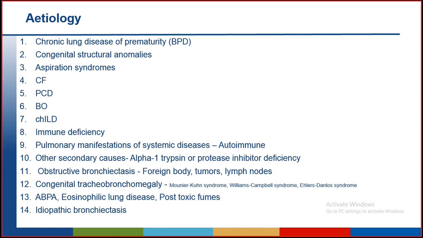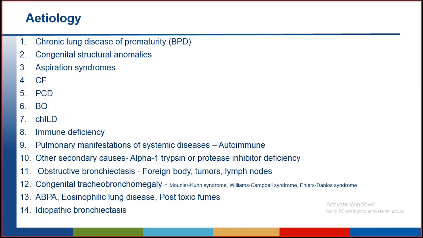Or there may be some other secondary causes like alpha-1 antitrypsin deficiency or protease inhibitor deficiency, very rare in this type of thing. And some localized obstructive diseases leading to bronchiectasis, like foreign body aspiration, tumors, or lymph nodes causing localized obstruction, and congenital tracheobronchomegaly. These are also very rare. Sometimes this is further worsened by secondary things like ABPA or eosinophilic lung diseases.